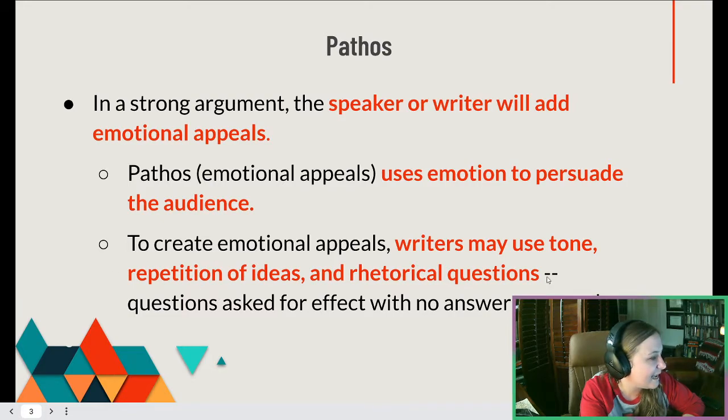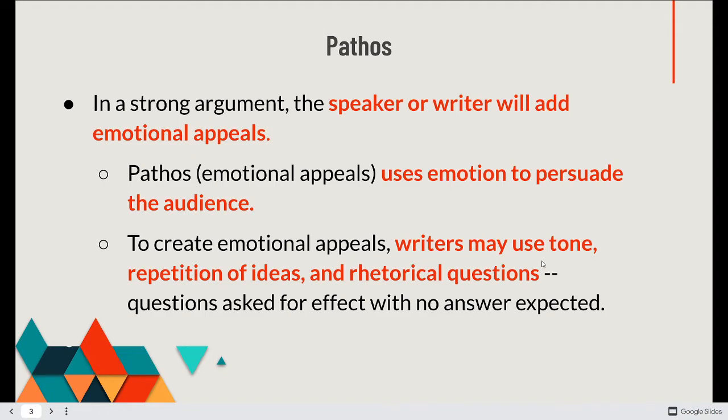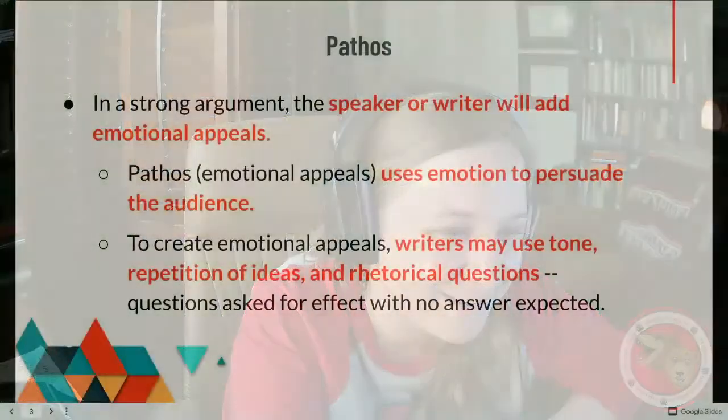In order to create emotional appeals, writers may use tone. We've talked a lot about tone recently. They may also use repetition of ideas, and they might ask rhetorical questions. A rhetorical question is when you ask a question but you're not expecting an answer for it. It's an obvious question. You understand what I'm talking about, right? There's an example right there. I don't expect you to answer that. Alright, so, getting right back at it.